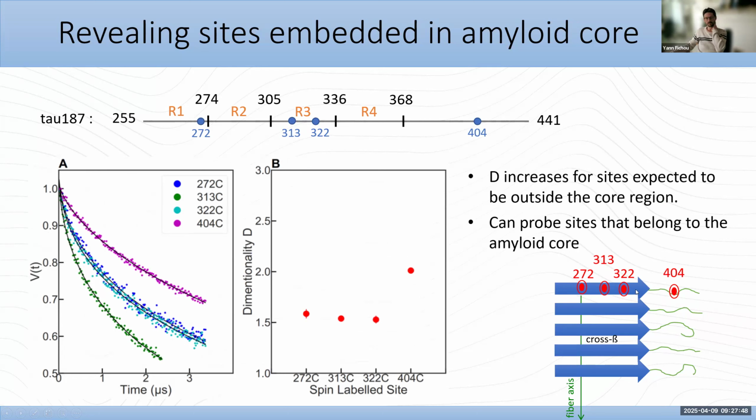And I should mention that this is something we know already, that this is within the amyloid core, and this is outside the amyloid core, in the part that remains disordered. So you see that the dimensionality really jumps up. So there is no doubt that those are significantly different. So we can effectively probe where the amyloid core is.